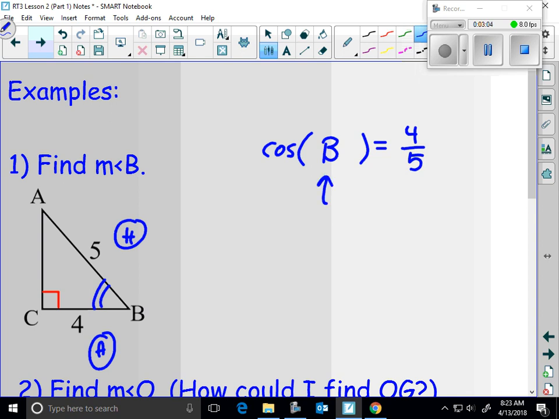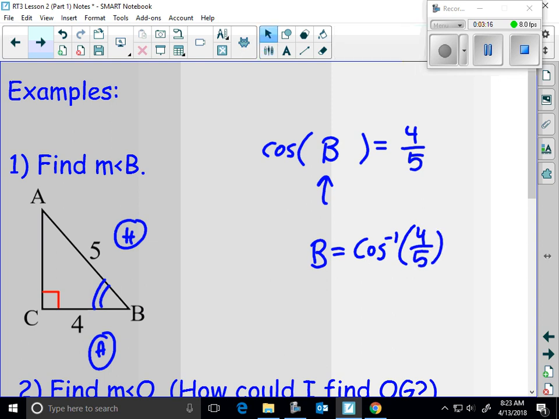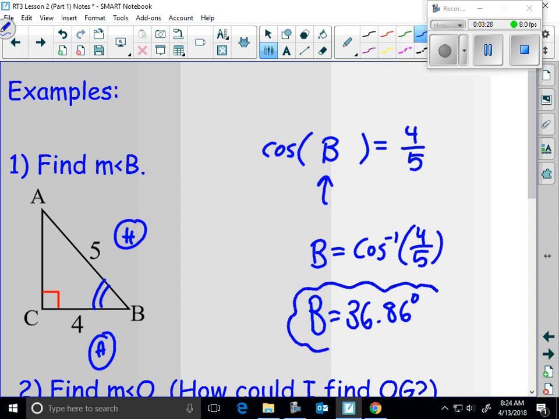This is just an angle measure. We're going to figure out what it is. B is going to equal the inverse cosine of 4/5. Take out your calculator, please. 36.87, okay, or so. It doesn't have any rounding requirements, so I'd be okay with that. That's the measure of angle B.